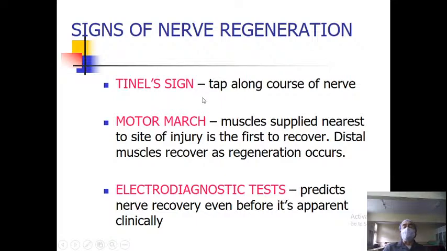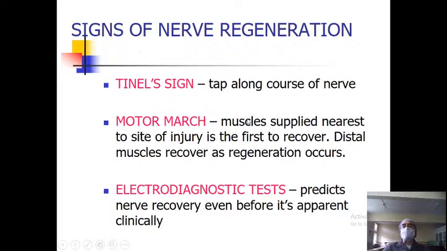You should know about these words for now. We'll discuss them subsequently. Then there is another word called motor march. This is a march where the muscle supplied nearest the site of injury is the first to recover. As common sense dictates, whenever some muscles are very close to the site of injury, with the regeneration, they are the first muscles to get back their power, rather than the distal muscles. It's like whenever water is released in a canal, the fields which are very near the beginning of the canal receive the water first, rather than the tail end fields, which may or may not get water once the water is released in the canal.